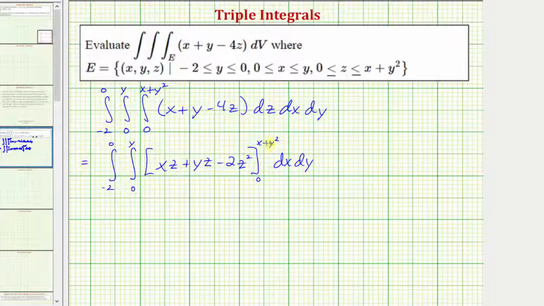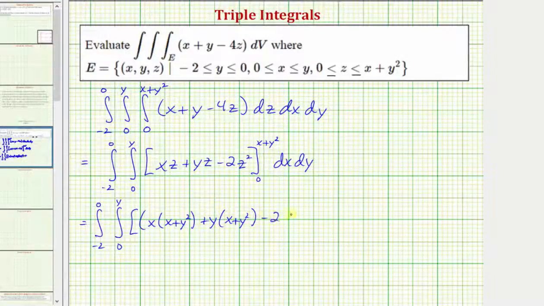And now we need to find big F of b minus big F of a by performing substitution for z. So for big F of b, we're going to have x times the quantity x plus y squared plus y times the quantity x plus y squared, and then minus 2 times the quantity x plus y squared raised to the second. So all this is big F of b, and then minus, when z is equal to 0, notice each term does have a factor of 0, so we're just going to have minus 0.